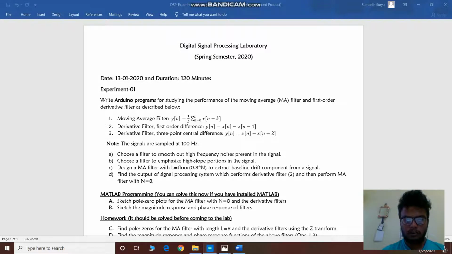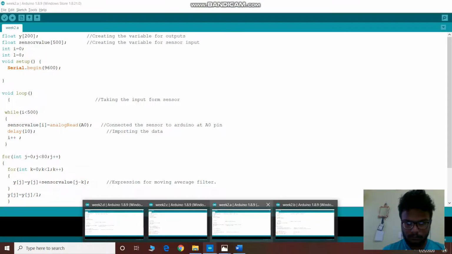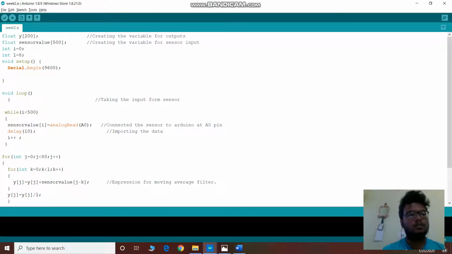So looking at the code, okay, so I'll explain the code now. First I have taken the output variable, that is y, and I already said that we are taking the input from the sensor, so I created the variable sensor value and some other variables, and in the void setup Serial.begin, I already explained why I'm using Serial.begin of 9600.